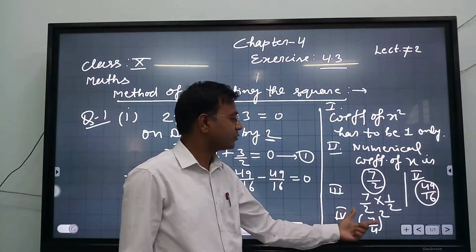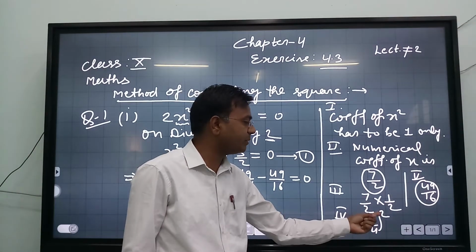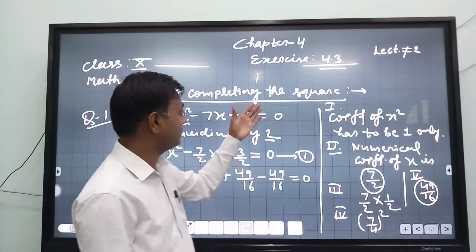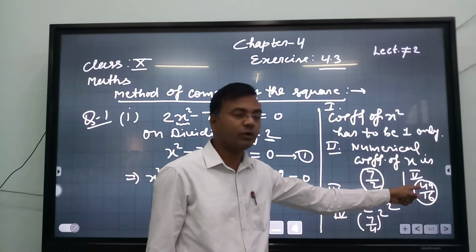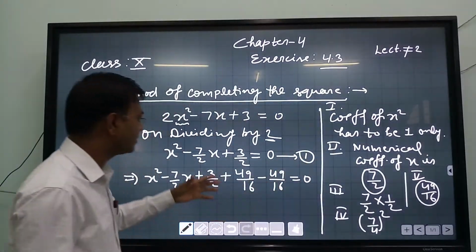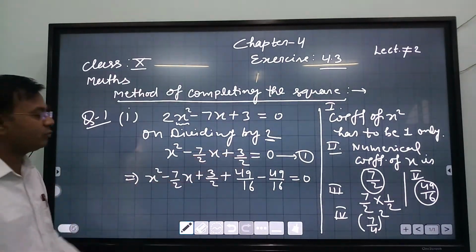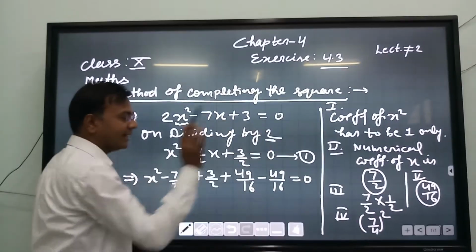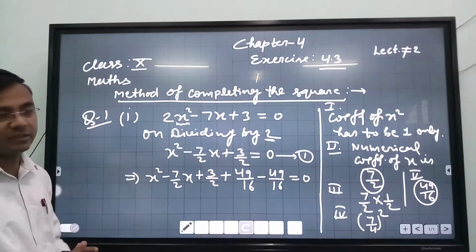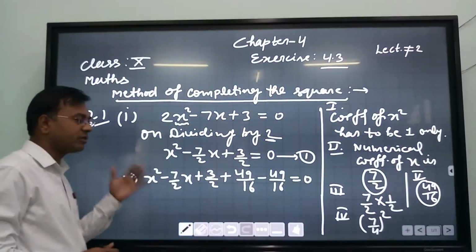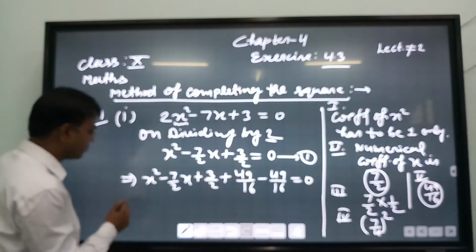Fourth step, the number obtained in step third has to be squared now, because the completing the square process is there. And now we obtain 49 by 16. At the last, in this equation first, we have to add and subtract that obtained number. This is the process of completing the square. Now we have to simplify this equation.